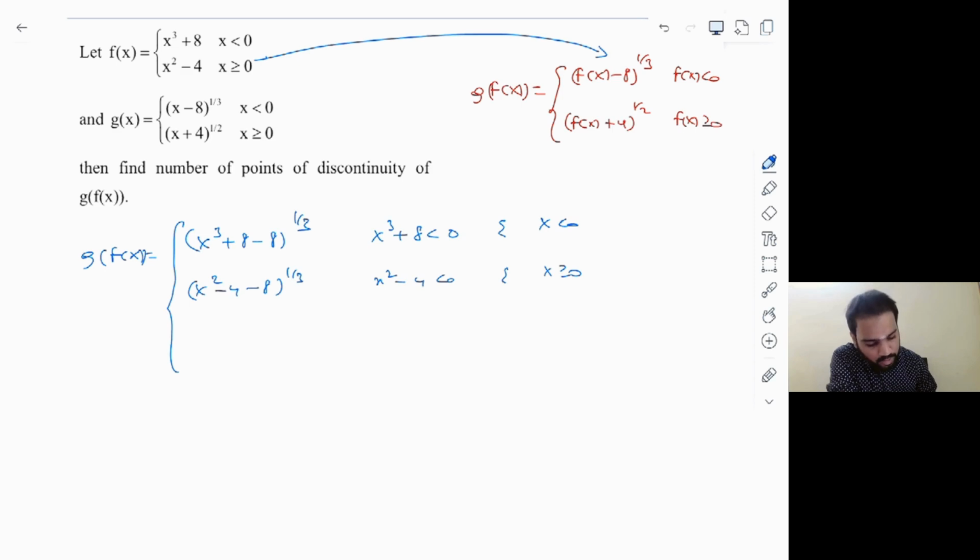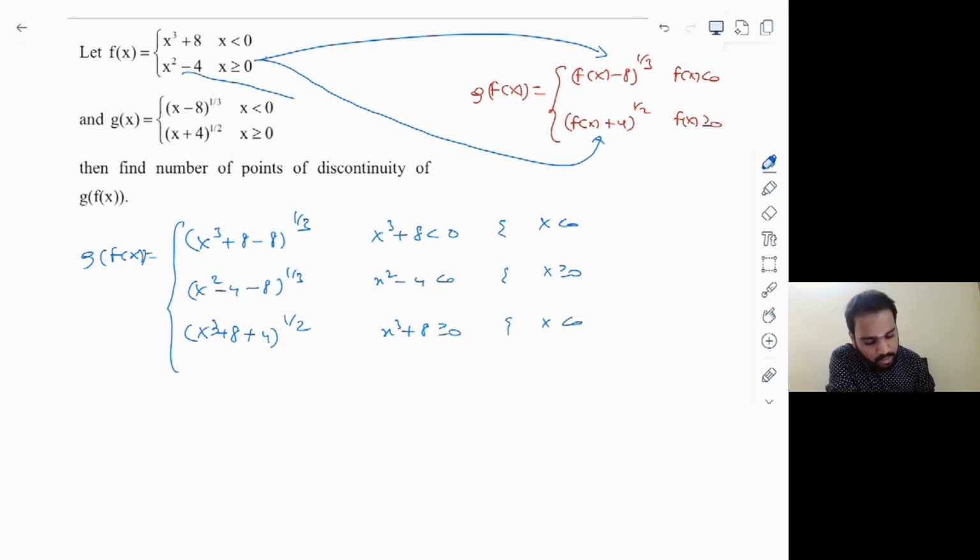Now let's take the second case of g of f of x and put f of x in that. So let us try to do that. First, I'll put x cube plus 8 there. So that becomes (x cube plus 8 plus 4) to the power of 1/2. This is when x cube plus 8 is greater than or equal to 0. And also since you are choosing x cube plus 8, it should be x less than 0.